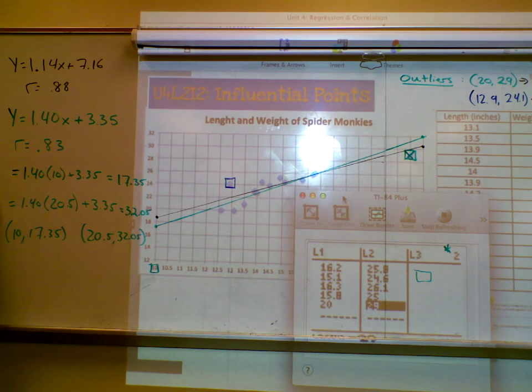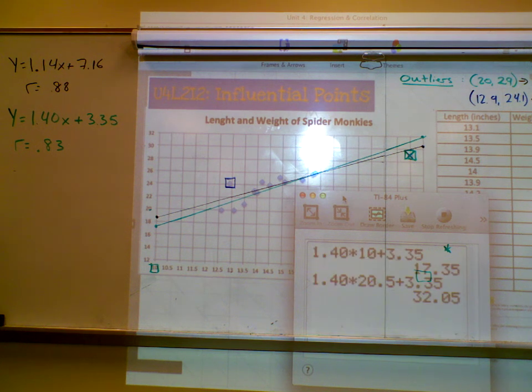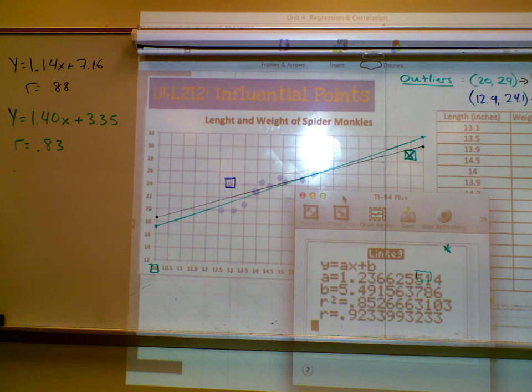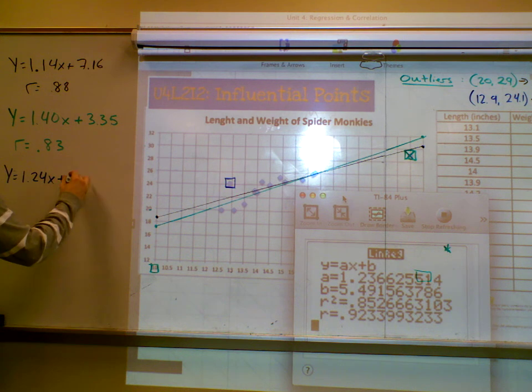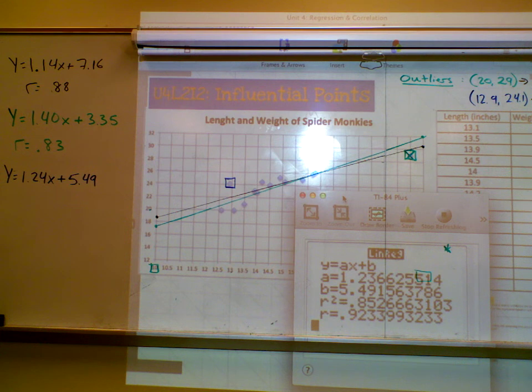All right. I'm going to leave this one up here. I'm going to erase this just like I did last time. Okay, I have my list in order. I've deleted the ones I'm supposed to. I'm going to quit out. Stat calc 4 again. Find my linear regression. And now we get this. Y equals 1.24x plus 5.49. My new R value is 0.92.